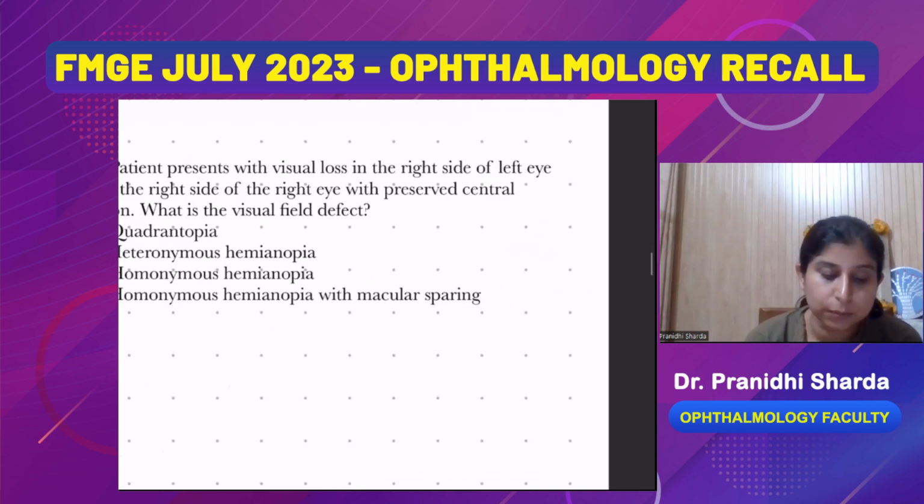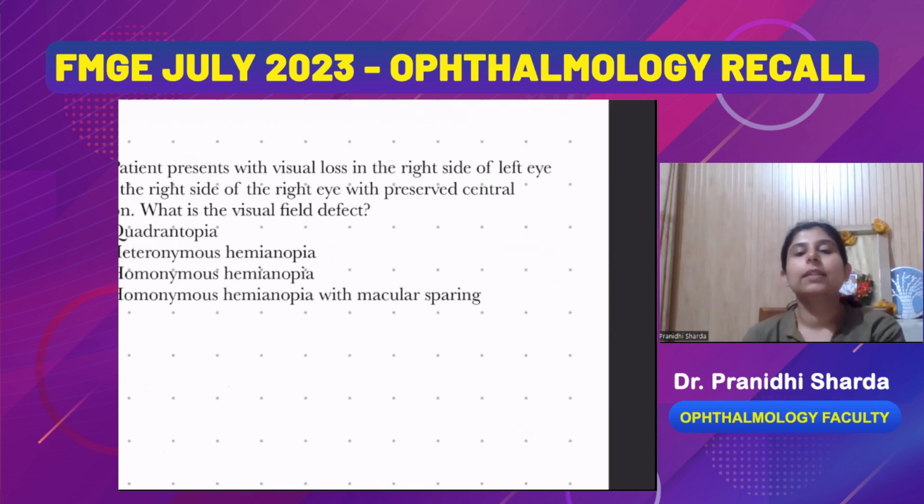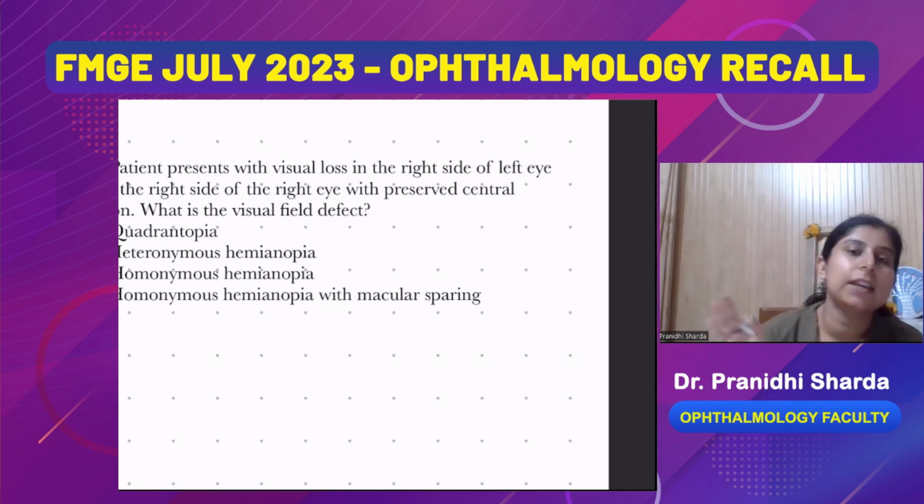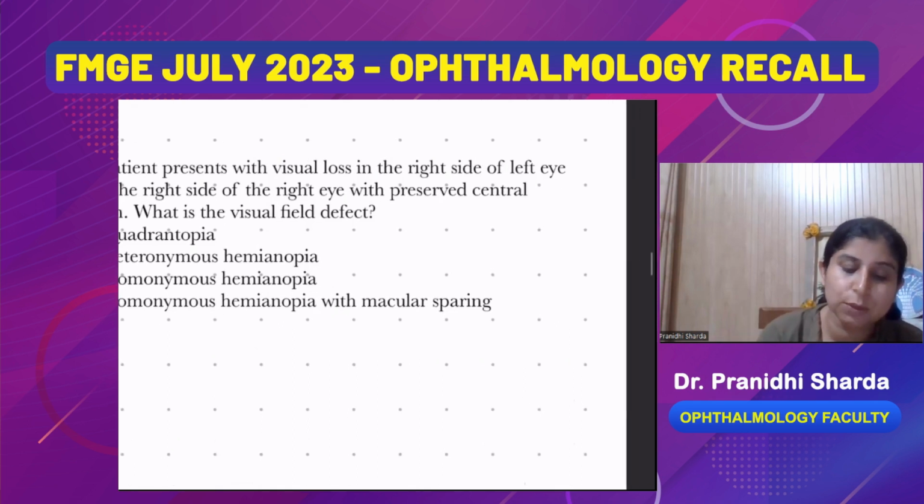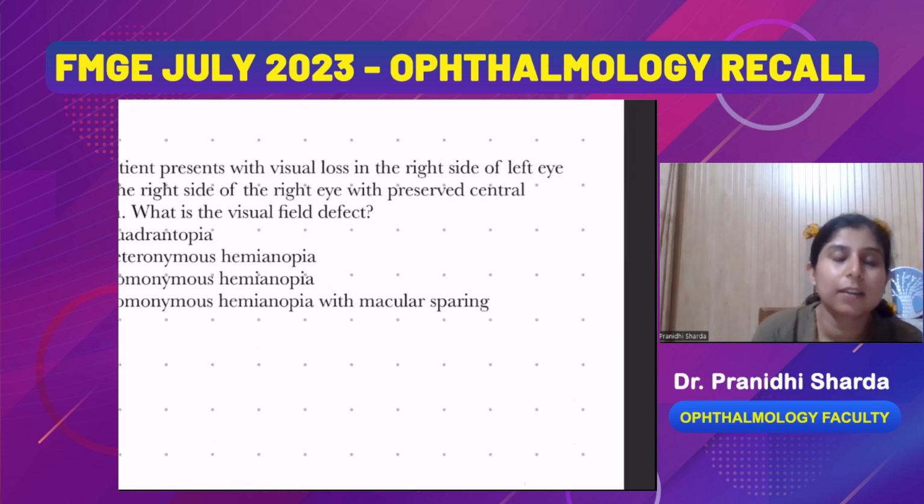So the next question will be: patient presents with visual loss in the right side of the left eye and right side of the right eye with preserved central vision. Now this question is asked in every exam every year. So this is a kind of favorite question in ophthal which is asked in one way or the other. They are asked without any fail. They are asked in INI-SS, NEET-PG, FMGE, everywhere.